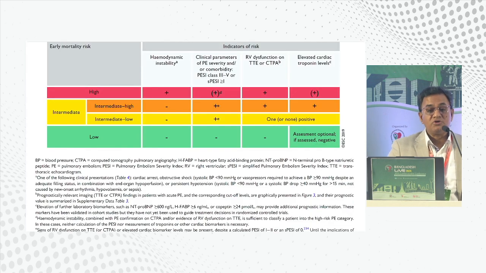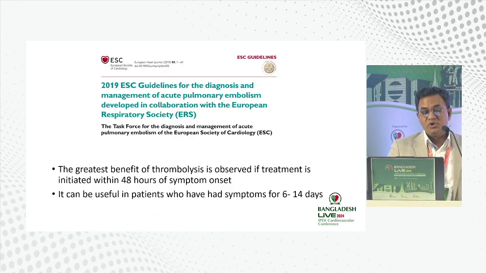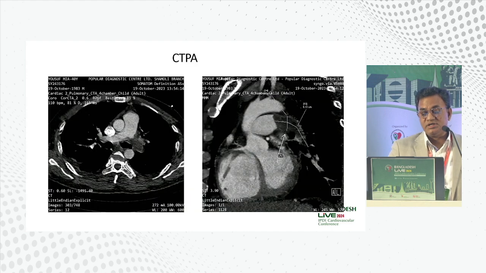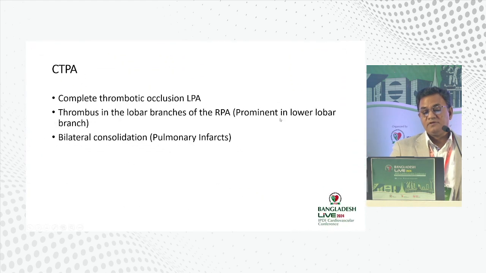As the patient was in shock, he was categorized as very high risk, so we thrombolysed the patient. The greatest benefit of thrombolysis is observed if treatment is initiated within 48 hours of symptom onset. It can be useful in patients who have had symptoms for 6 to 14 days. This is the bedside chest X-ray; though the quality is not good, we can assume that both lower lung fields are hazy. For confirmation, we were able to arrange a CT angiogram for this patient. Look here, the left pulmonary artery is totally occluded. This is the CT angiogram report.